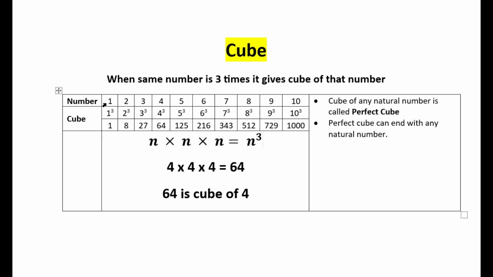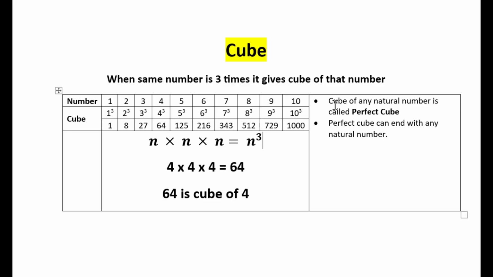Now let's take a look at a few other examples here. The cube of 1 is 1 to the power 3, 1 cube. The cube of 2 is 2 to the power 3. 1 multiplied 3 times gives 1, 2 multiplied 3 times gives 8. Similarly, cube of 3 is 3 into 3 into 3 is 27. Cube of 4 is 4 into 4 into 4 is 64, and so on.